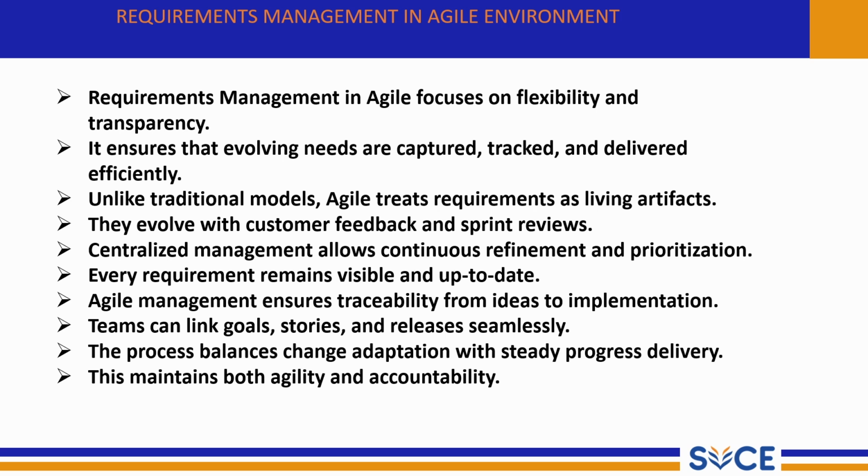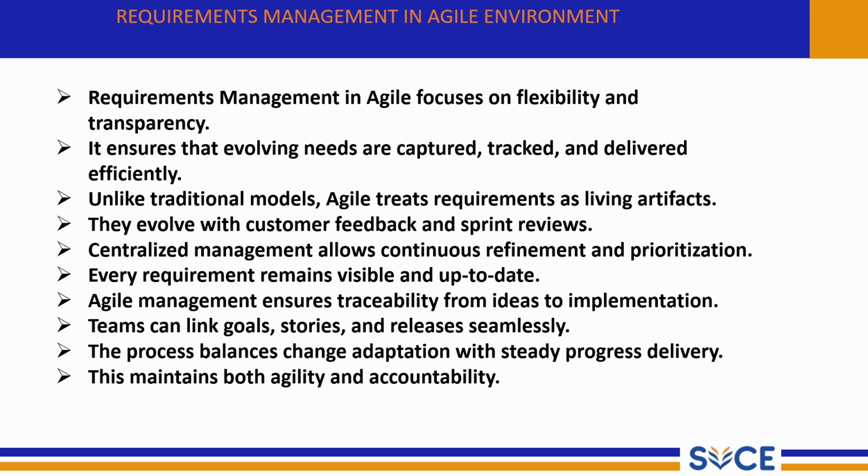Every requirement remains visible and up to date. Agile avoids confusion by keeping all requirements visible to the entire team. Tools like Jira and Scrum boards display the latest progress so everyone knows the status of each requirement. Agile management ensures traceability from ideas to implementation. Traceability means we can track each requirement from where it started to when it gets implemented and tested. This helps in managing dependencies and maintaining quality. Teams can link goals, stories, and releases seamlessly.